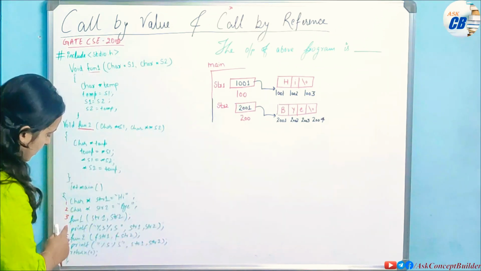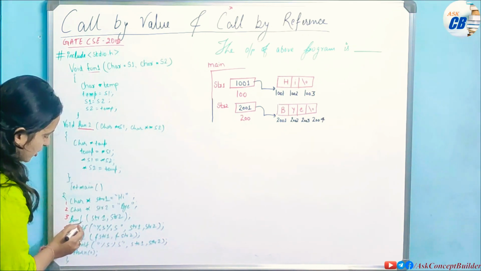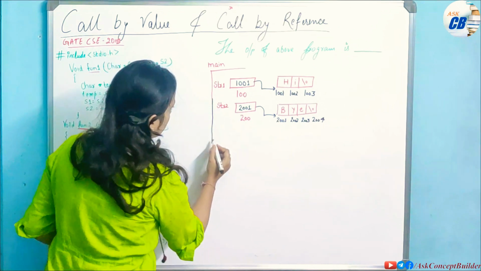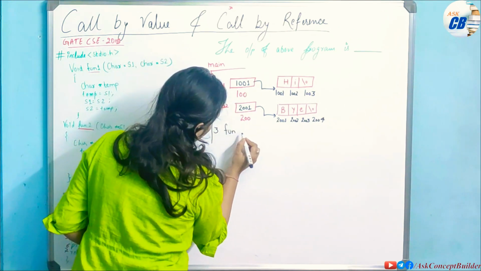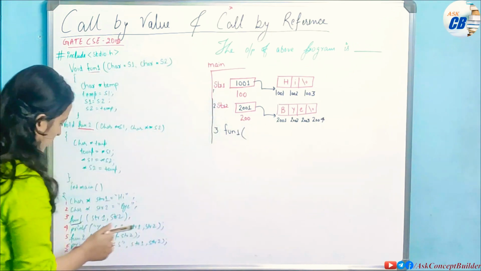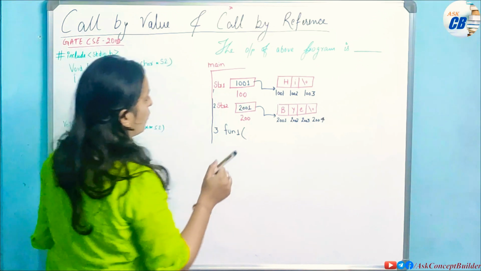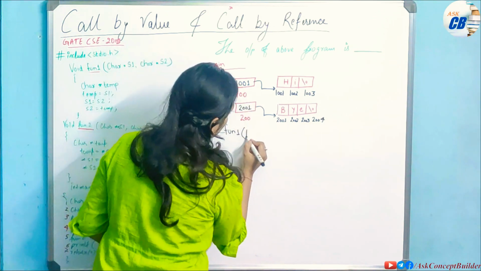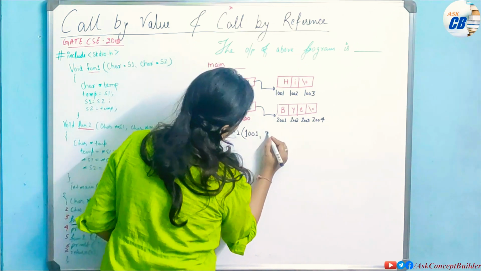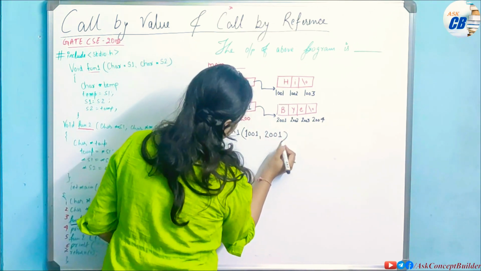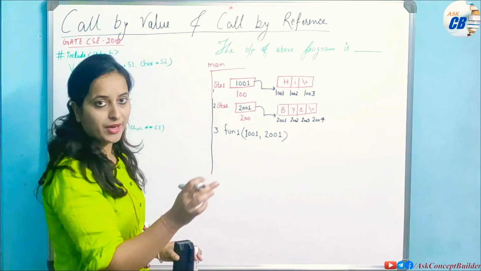Now see what is there in the third step. This main function is calling your fun1 function. This was your first, second, now third step. It is calling your fun1 function, and it is passing the values of str1 and str2. Now what is your str1 value? Str1 value is your 1001, and str2 value is your 2001. Fine. Now it is passing these two values and calling your fun1 function.